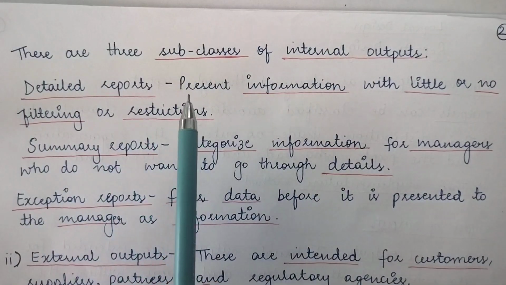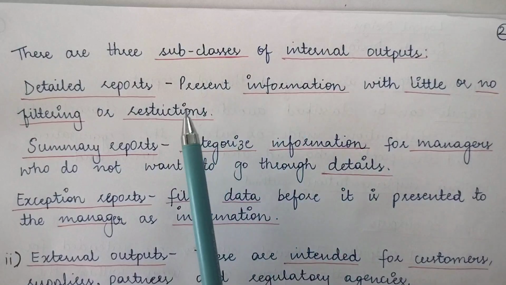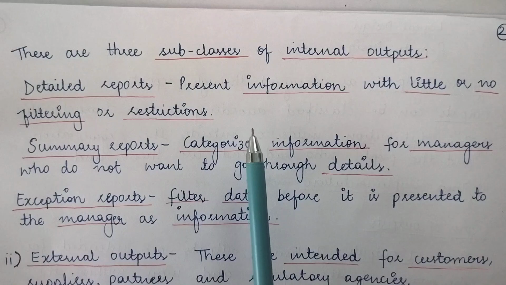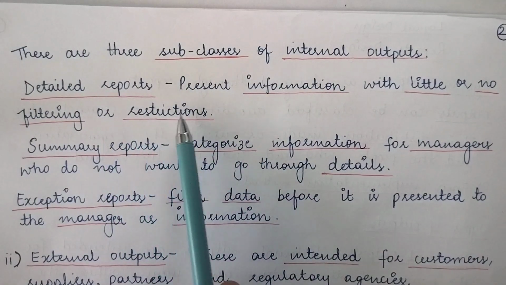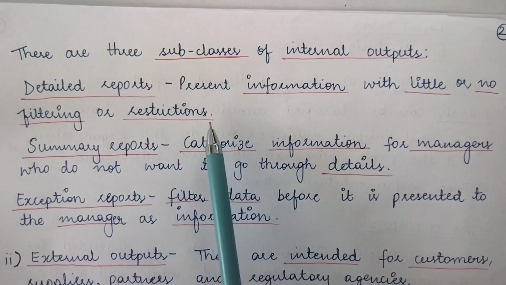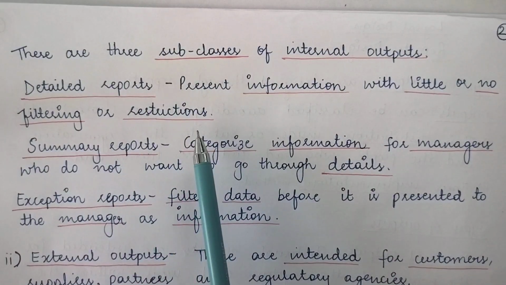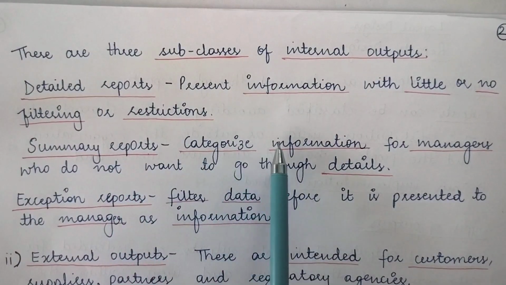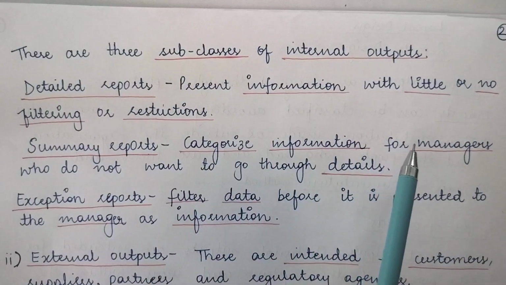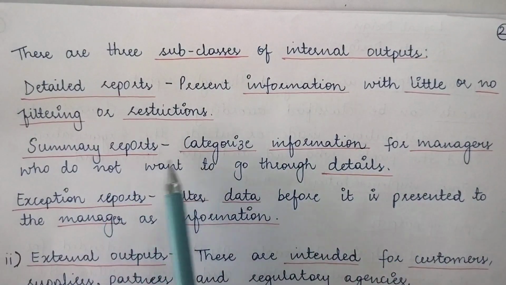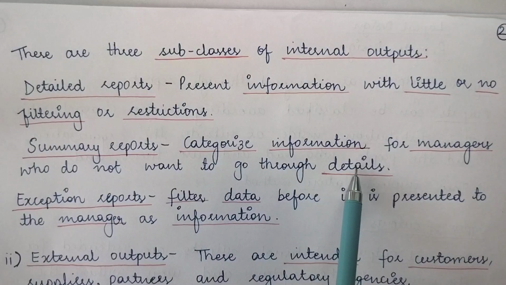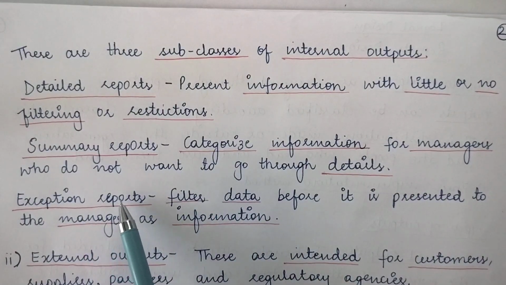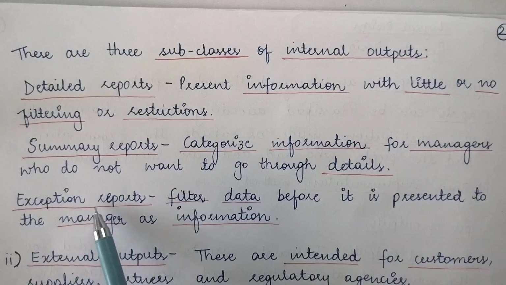The detailed reports present information with little or no filtering or restriction. So whatever information is presented through outputs in the form of detailed reports, that is with little or no filters, and there are no restrictions in these kinds of outputs. Then there are the summary reports. When the outputs are presented as summary reports, they categorize information for managers specifically who are not interested in going through the details. And then the last subcategory of internal outputs is exception reports.